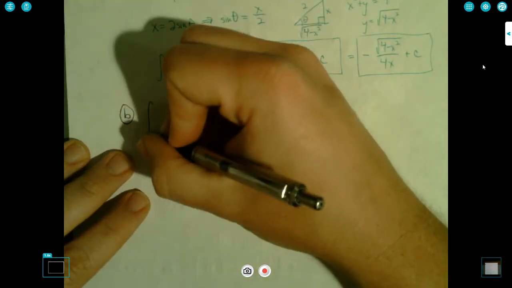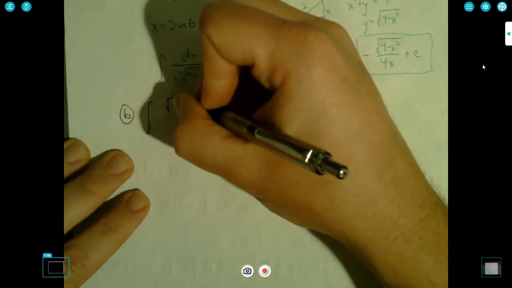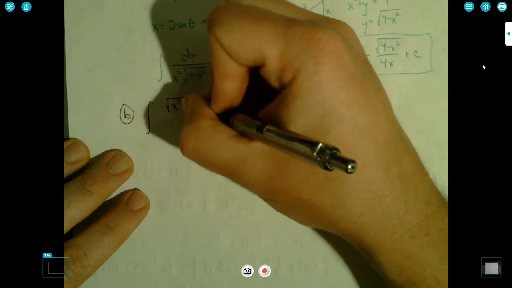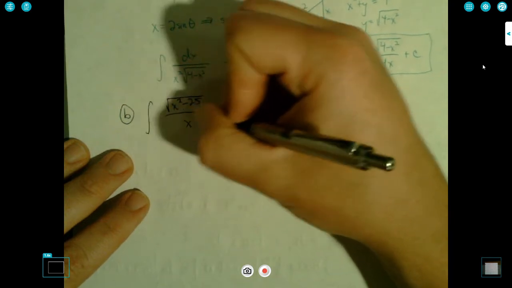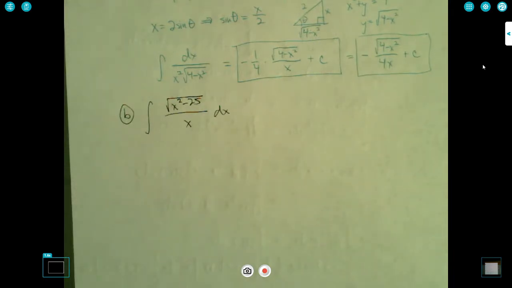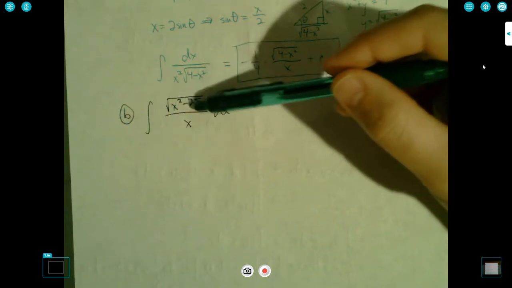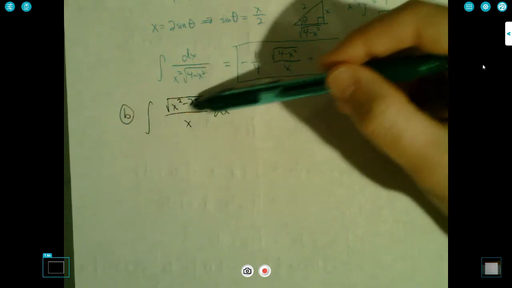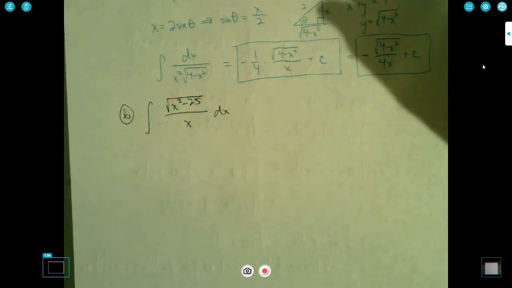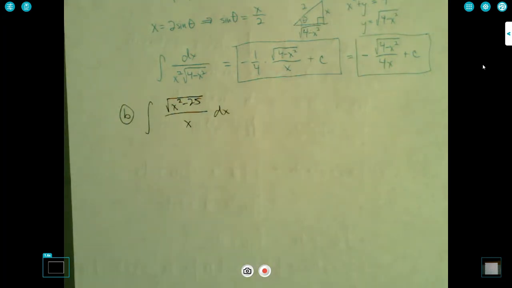Let's do the integral of the square root of x squared minus 25 over x dx. Okay, now if only the situation was reversed, right? If we had x over square root of x squared minus 25, we could let u be x squared minus 25, and then du would be 2x, which we could fix up, and then we could have something like du over square root of u. Unfortunately, it's the other way around. So what do we do about that?